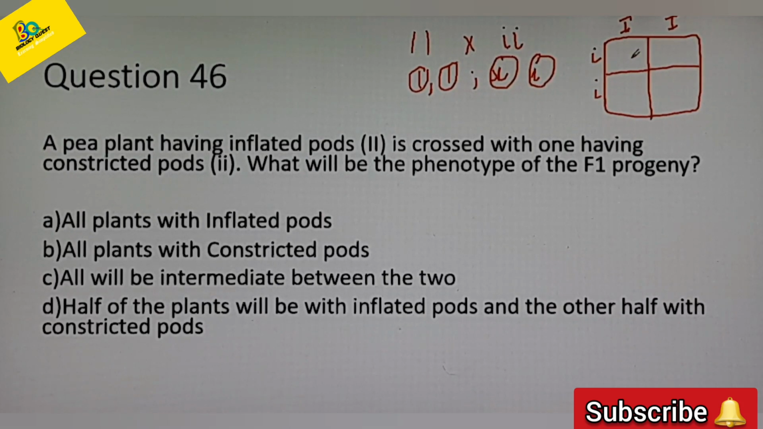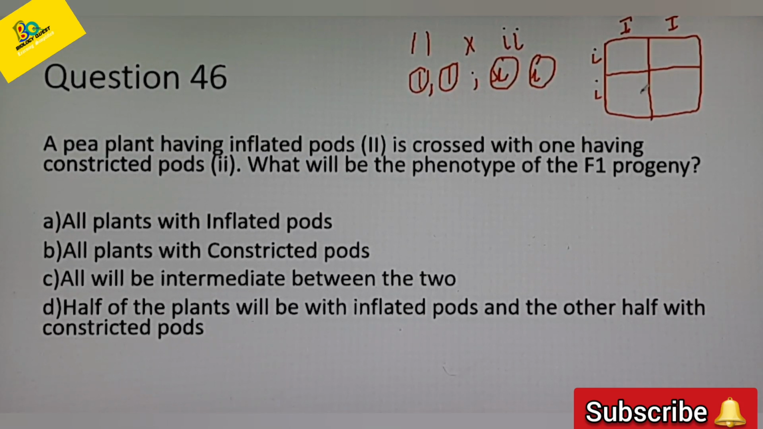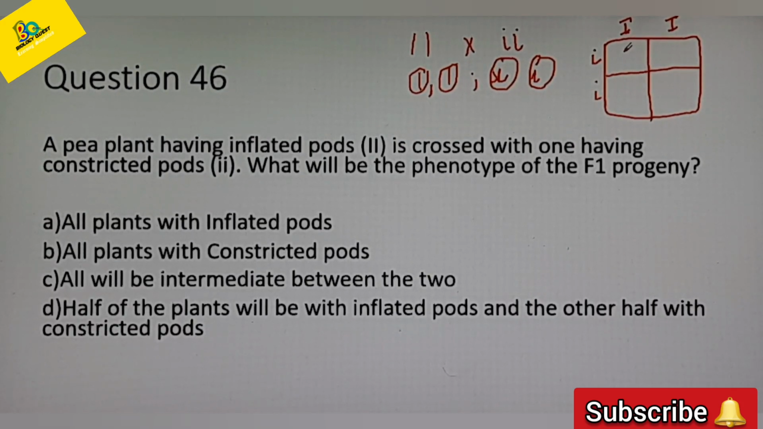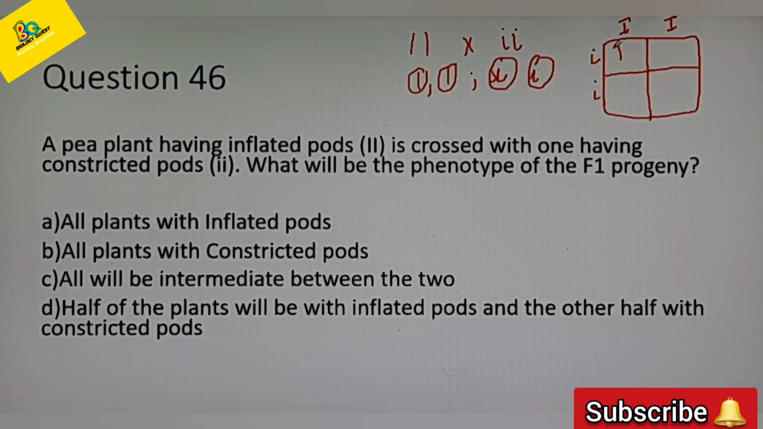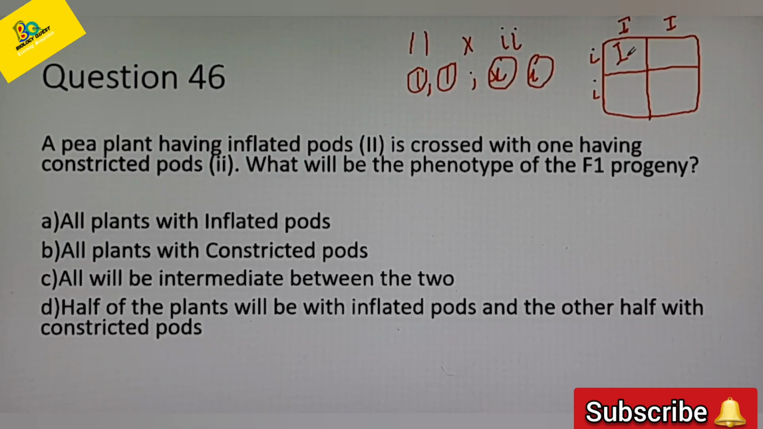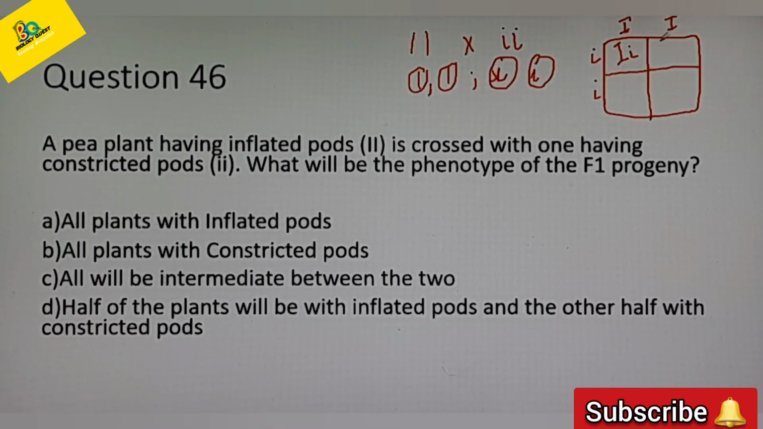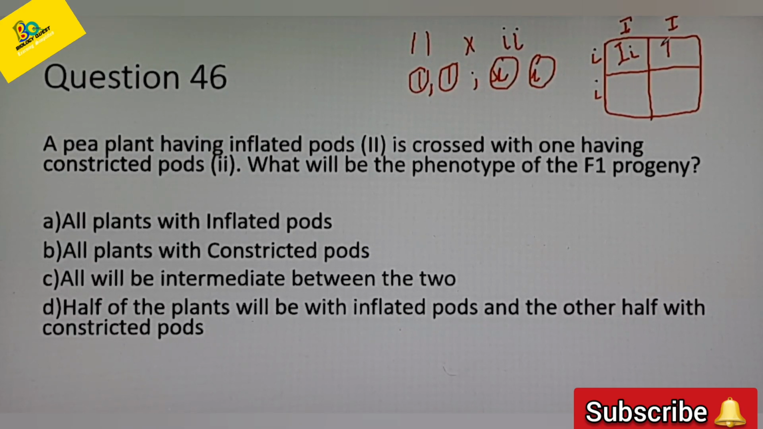Now, what are the genotypes? Genotypes of the offspring will be written in the subsquares. So, this will contain capital I, small i. What about this? Again, capital I, small i.